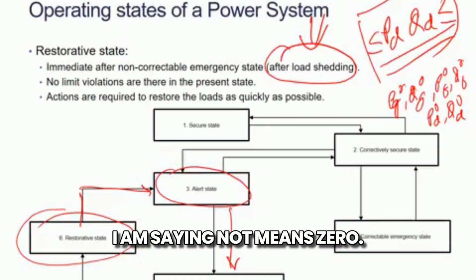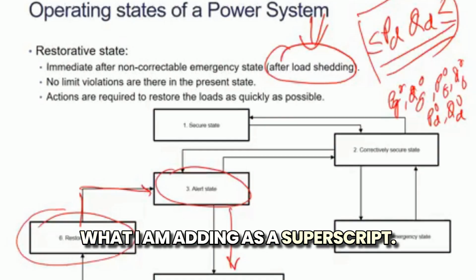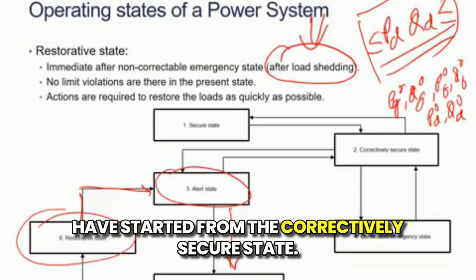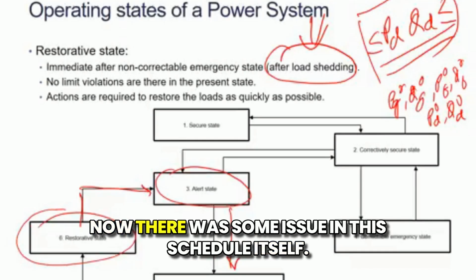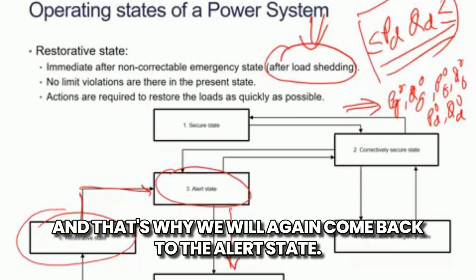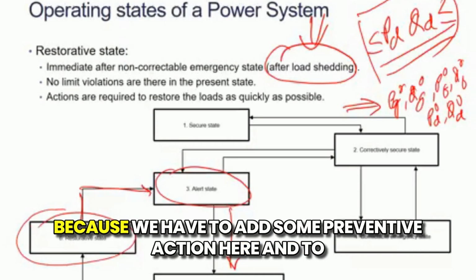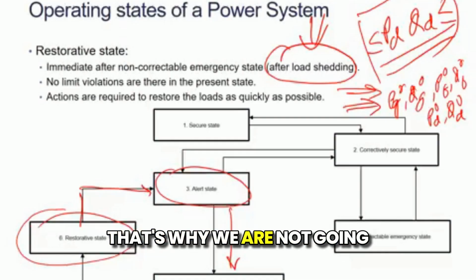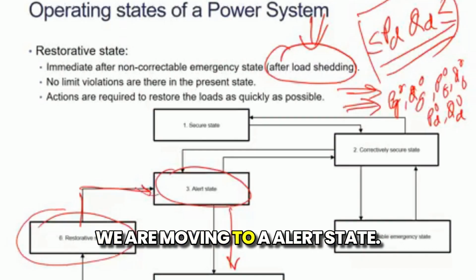Not, I am saying not means zero, what I am adding as a superscript, that is actually the initial schedule at which we have started from the correctively secure state. Now there was some issue in this schedule itself. That's why the corrective actions were not enough, and that's why we will again come back to the alert state, because we have to add some preventive action here, and to change the schedule there will be some additional actions. That's why we are not going to the correctively secure state, we are moving to an alert state.